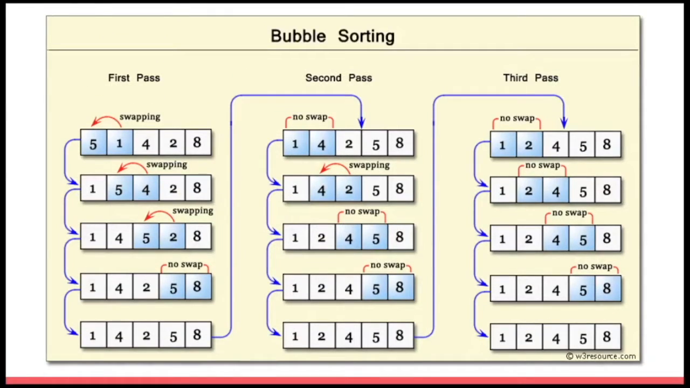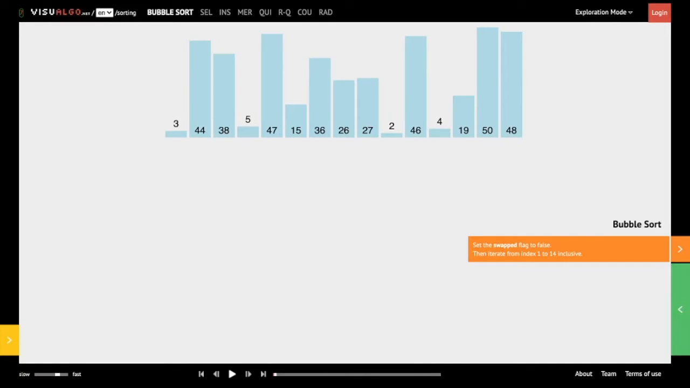So let's go to the website visualgo.net, and we're going to see how this works. This is a list that's currently unsorted, and we're going to sort it. First you start at the beginning with the first element at the 0 index, which is 3, and you check if it's greater than the element to its right. Is 3 greater than 44? No, it's false, so therefore you do not swap them.